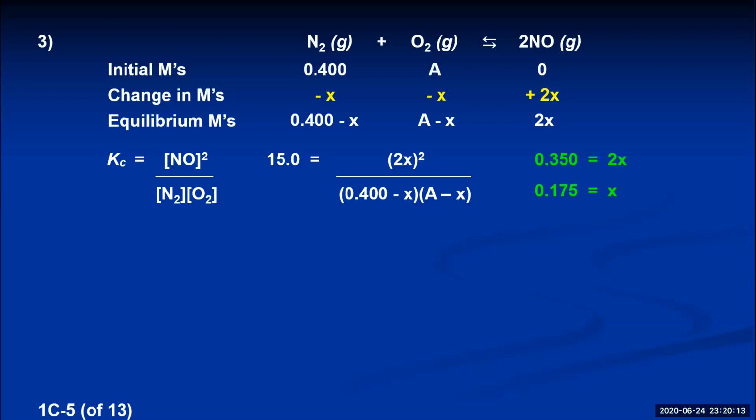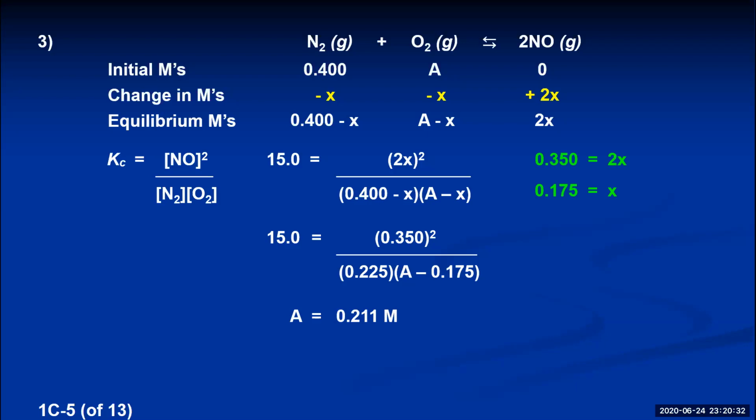x must be 0.175. So in our equilibrium constant expression, we can plug in 0.175 in place of all the x values, and we wind up having an expression now with only one variable, that variable A. And if you solve this algebraically, you will then calculate what A is, which is the initial molarity of the oxygen, and that comes out to 0.211 molar.